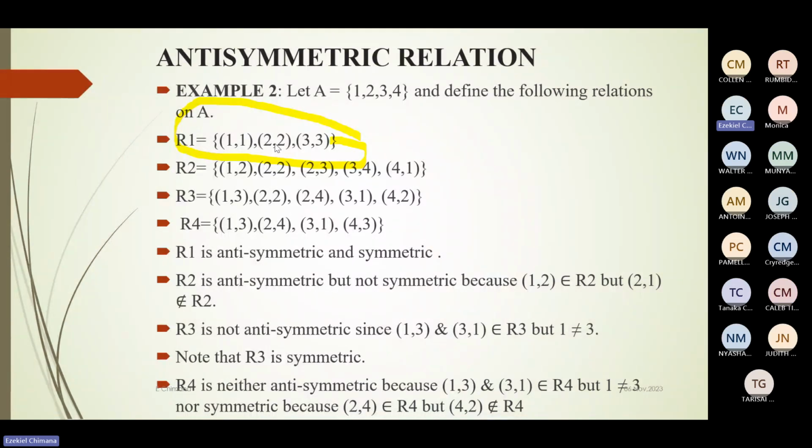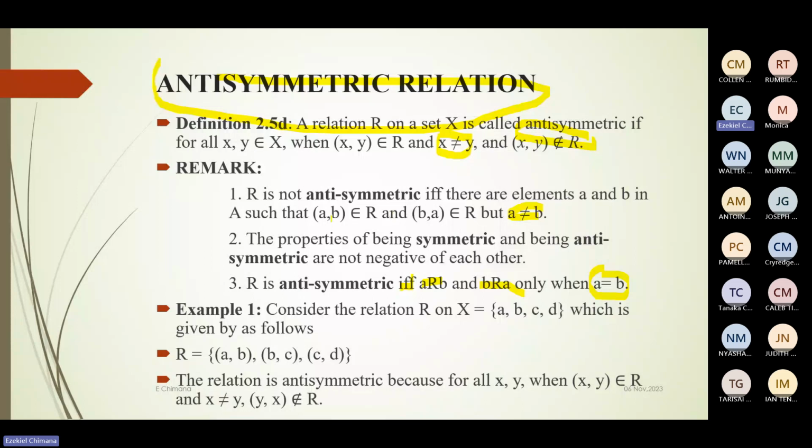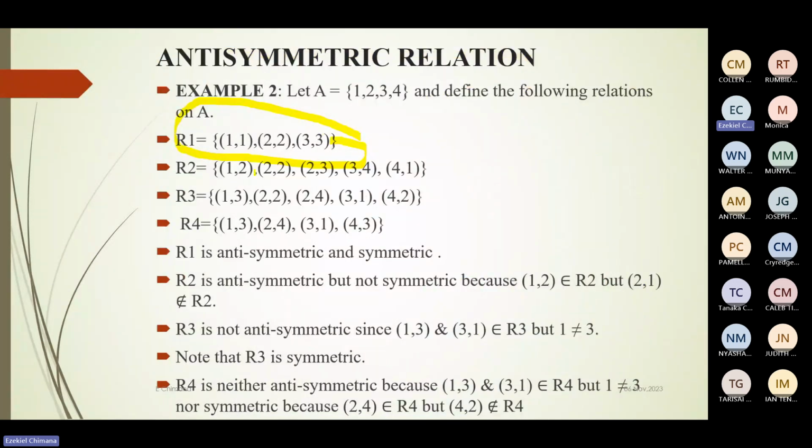Okay, let me just try to clarify here. What I'm saying is, whenever you have a (1, 2), you must not have a (2, 1). We are saying whenever you have (a, b) and (b, a) and a is not equal to b, that relation is not antisymmetric. But it is going to be antisymmetric whenever a is equal to b. So whenever you have a (1, 2), you must not have a (2, 1) in here. And we do not have a (2, 1). Here we have a (2, 2).